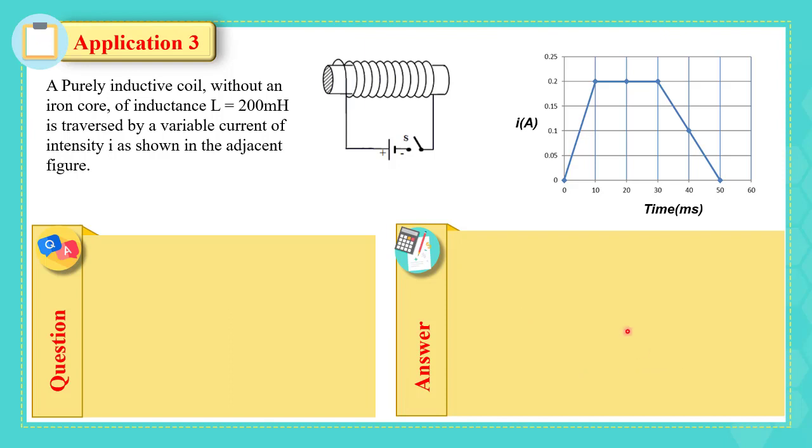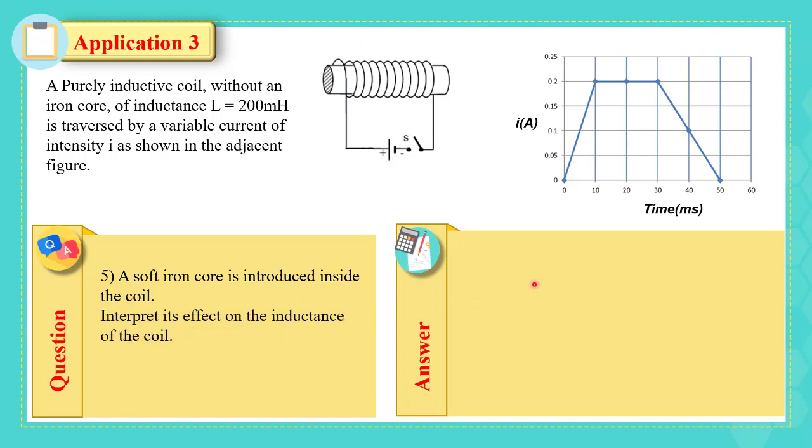Part 5. A soft iron core is introduced inside the coil. Interpret its effect on the inductance of the coil. As we know, the soft iron core increases the inductance of the coil.